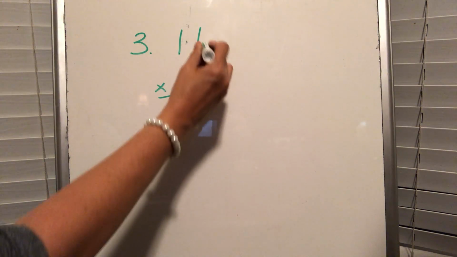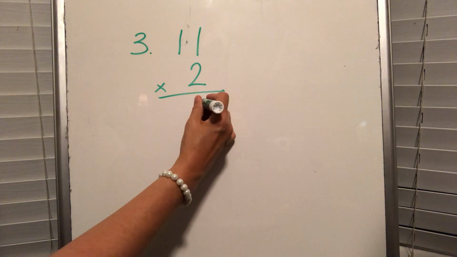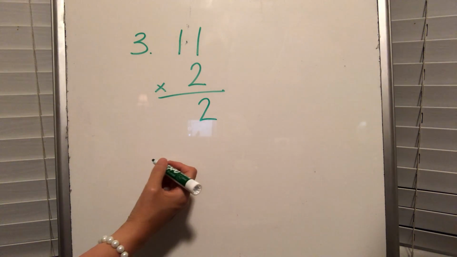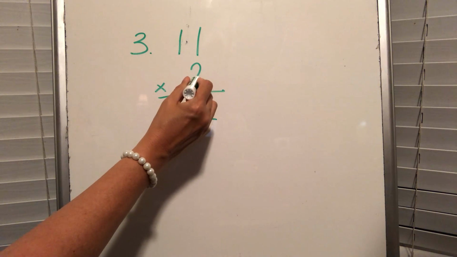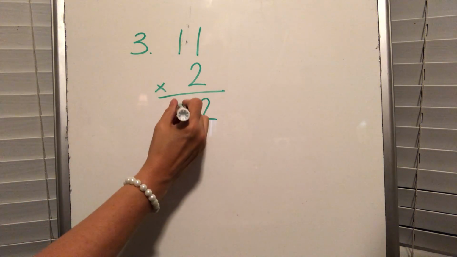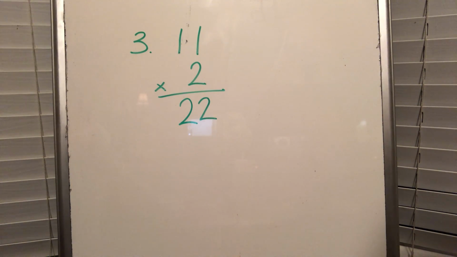Starting in the ones place, we got a 1 and a 2. Let's multiply 2 times 1 equals 2, okay? I'm not going to draw the arrow this time. We're going to take this 2 now. 2 times 1 again is 2. So 11 times 2 is 22, okay?